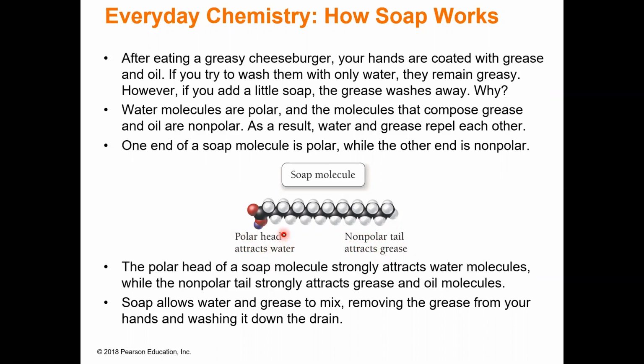So the nonpolar tail will get together all of the grease that's on our hands. And when we wash the soap molecule plus the grease with water, the polar water will attract to the polar end of our soap molecule in order to make sure that all of our soap molecules are removed from our skin.